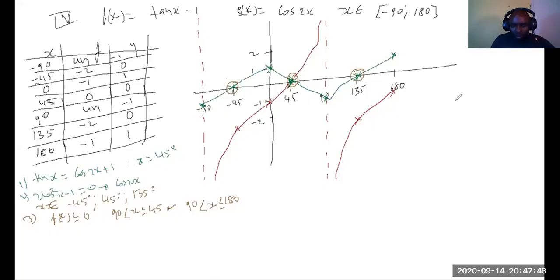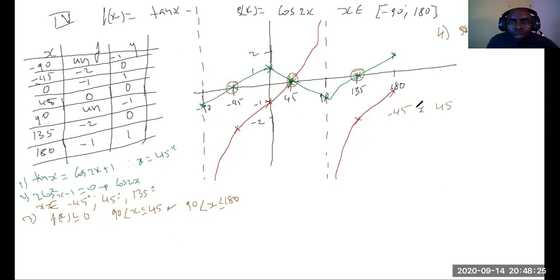So let's see what's there on number 4. So number 4, I can put it here. We are looking for the values of x where g of x is greater than 0. It's positive. That's the green. Where is it positive? It is positive between minus 45 and 45, x in between.